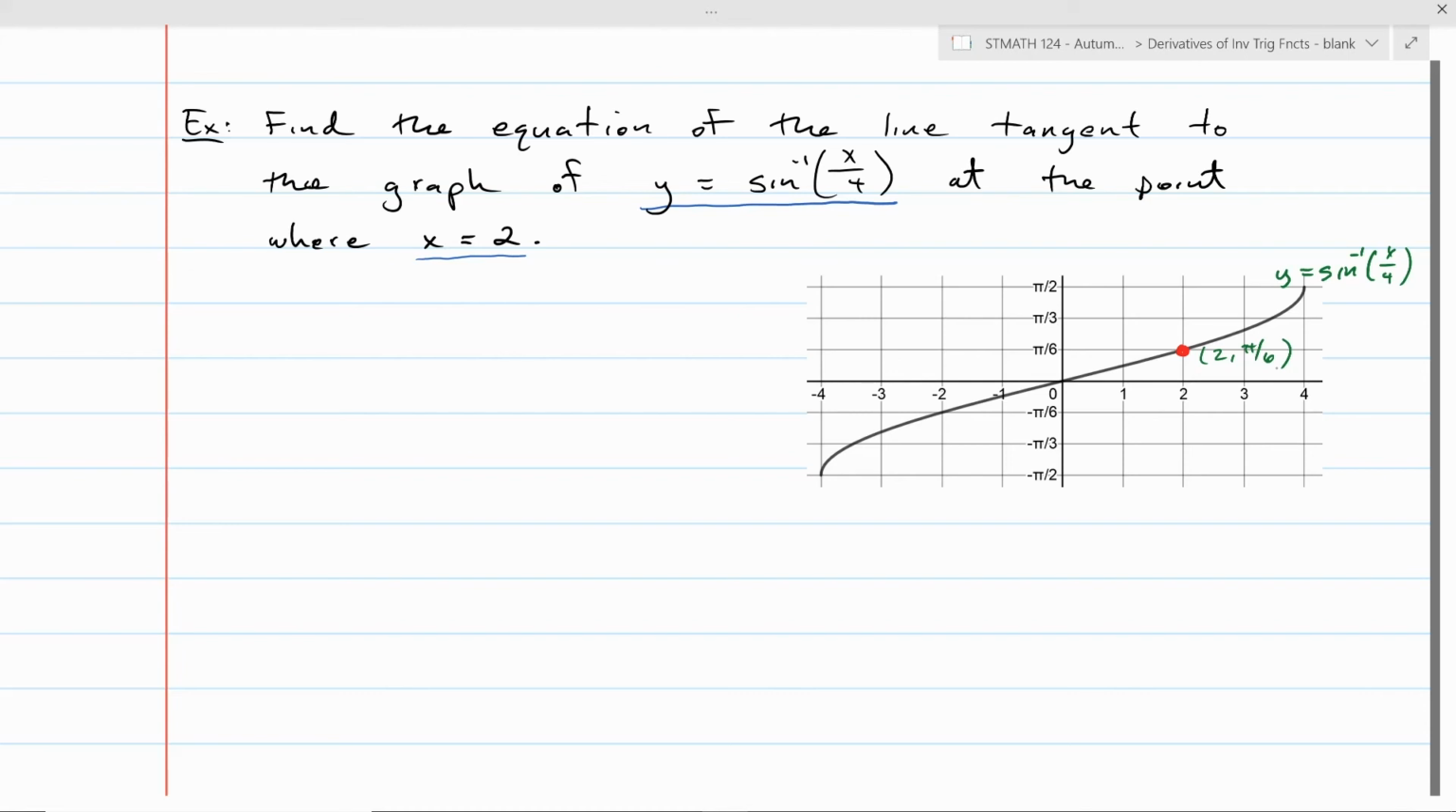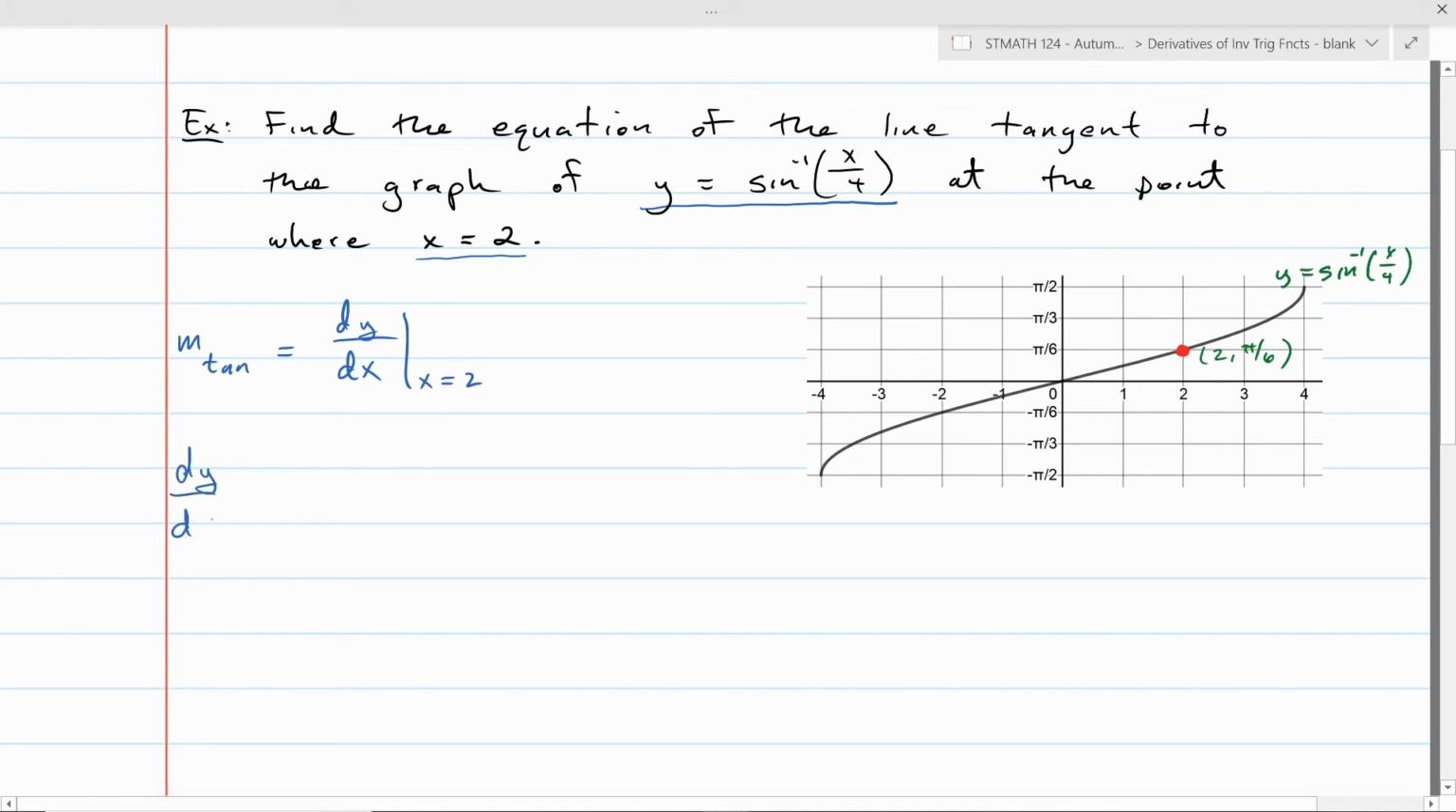We want to find the equation of the tangent line at that point, so we need to know the slope of the tangent line. So m tan is going to be the derivative of y with respect to x at the value x equals 2. So first let's find dy dx.